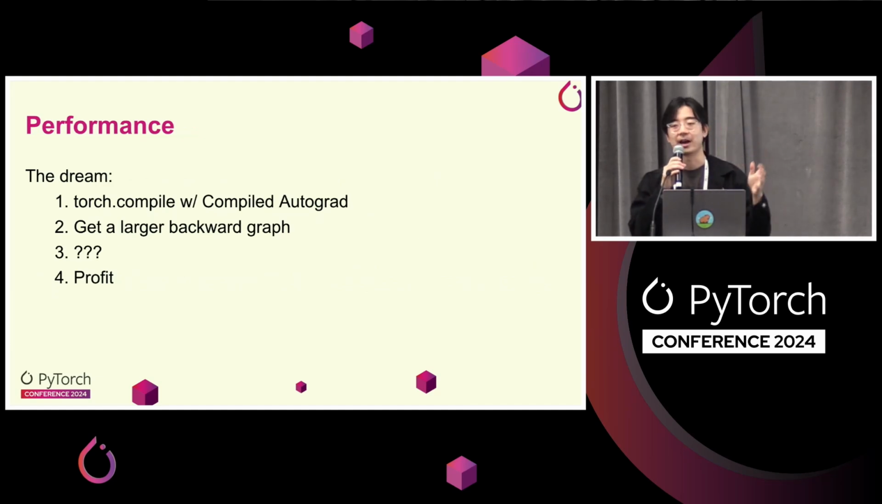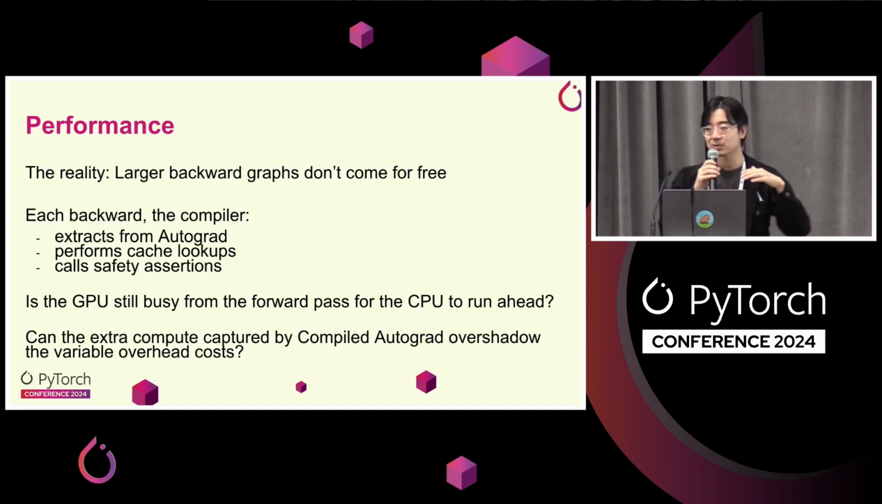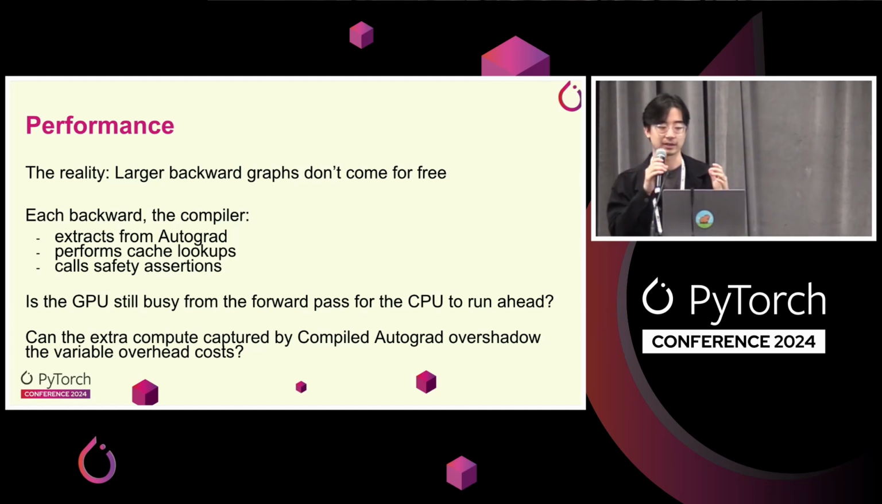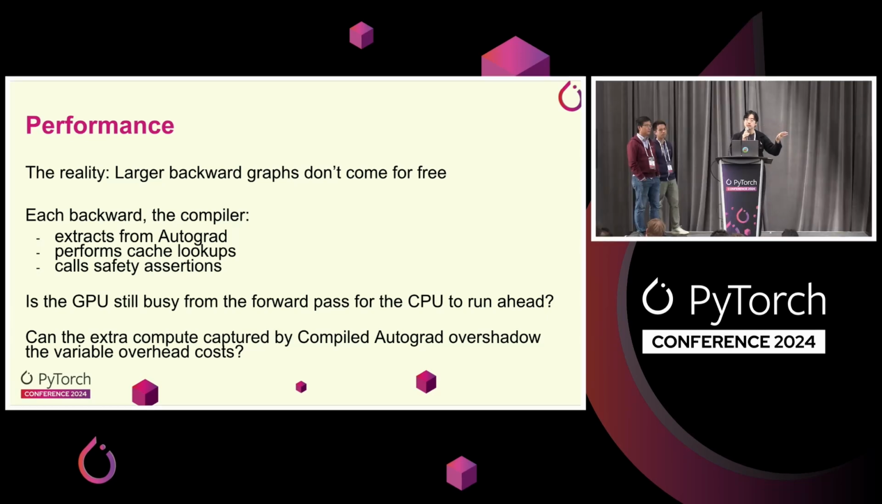So we got a larger graph. Now, does it always guarantee better performance? The sad reality is that a lot of these larger graphs often don't come for free. There's a lot of variable overhead that comes with this. In each iteration of the backwards, the compiler would need to extract all the inputs for this graph. It'll need to perform all the cache lookups and even safety assertions. All of these scale with the size of the graph.